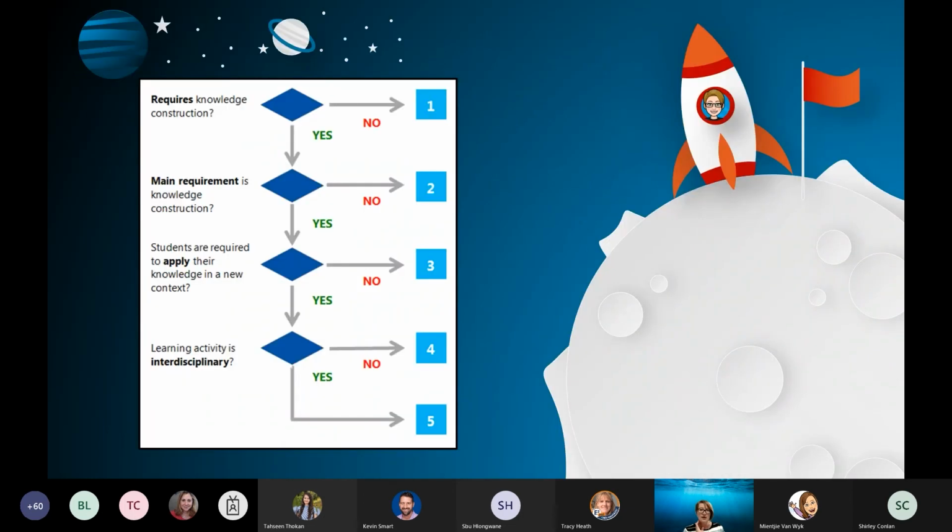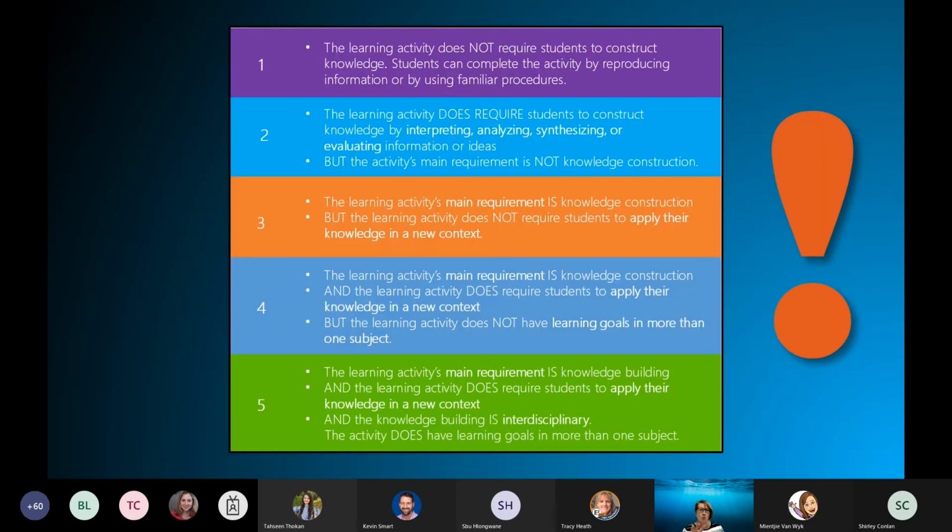Just very briefly then, looking at your rubric, I'm not going to go into too much detail because it's fairly self-explanatory. Probably what is more useful is if you looked at the wording. So you're looking to see where you fit in. Are your students reproducing information, using familiar procedures, or are they actually building their knowledge by interpreting, analyzing, synthesizing, or evaluating information? Is the main activity knowledge construction?